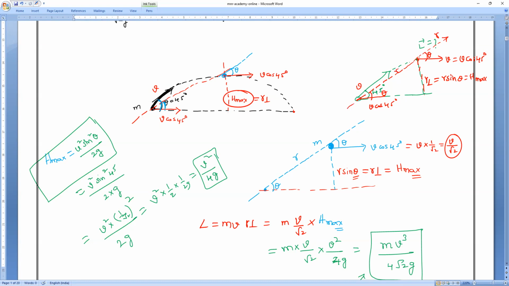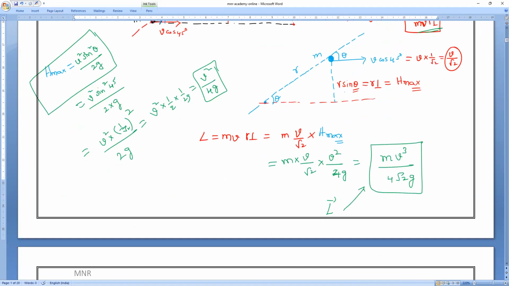So at this point, what is the linear momentum? The linear momentum formula is m v r perpendicular. R perpendicular is H max. So what is the H max formula? Everybody, in projectile motion, it is u square sine square theta divided by 2g. So please learn these formulas. That is the formula for projectile motion to calculate the maximum height attained by the body. So you need to know it.